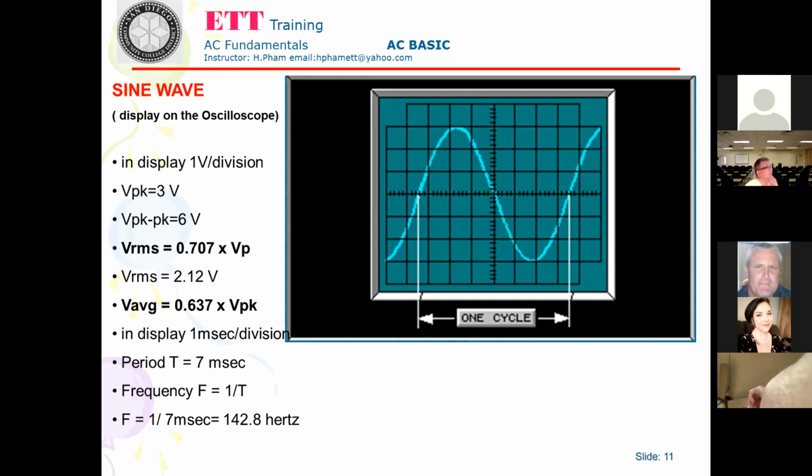Yes, I have one, teacher. This constant, 0.707 and 0.6, is only for this waveform, right? For sine. Yeah. Let's see. How come they did not share?